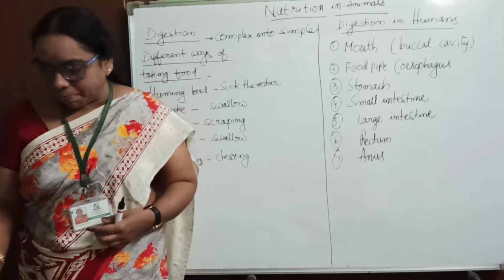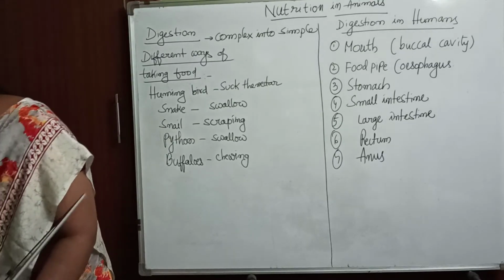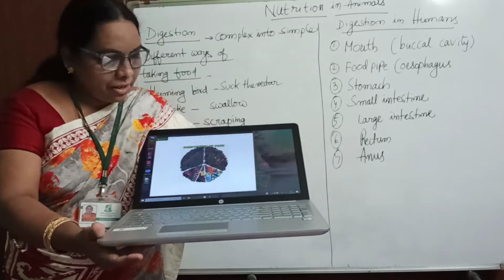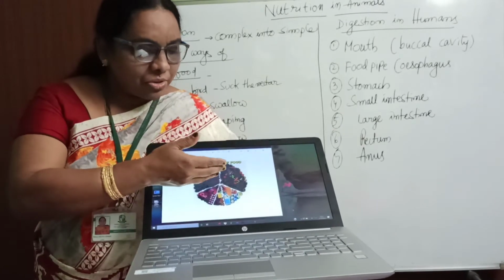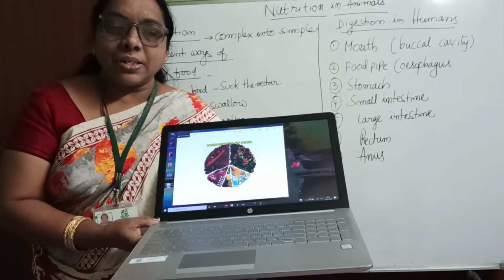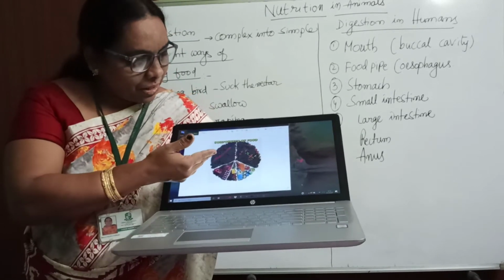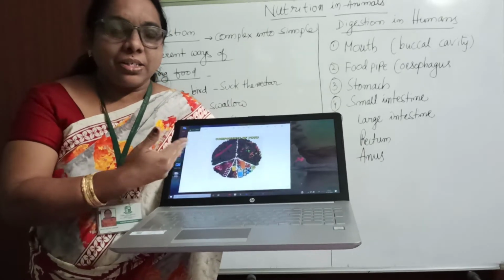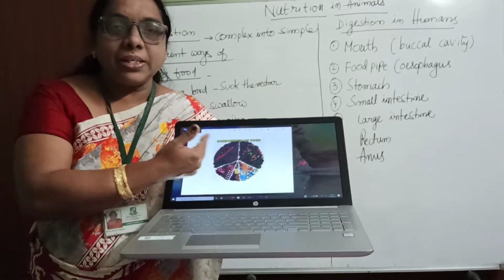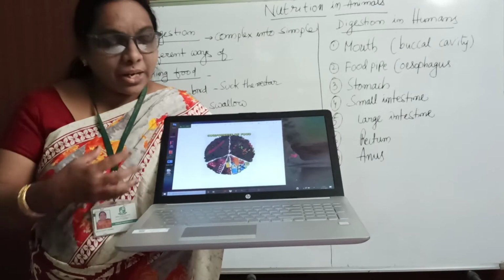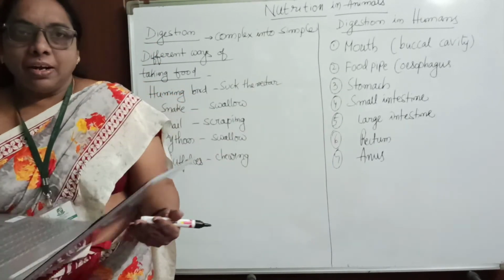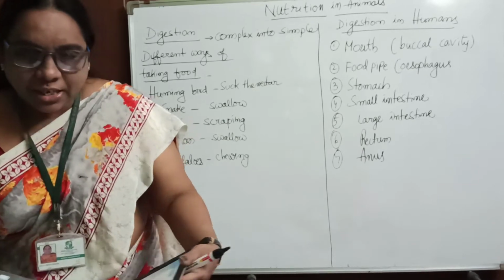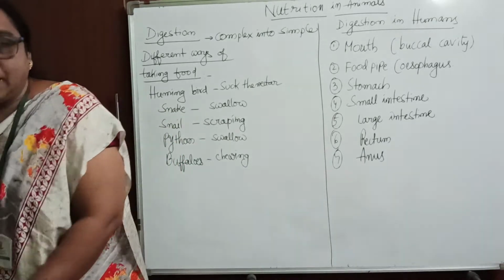Let me show one picture where all these food components are available. See the different forms of food we take: fruits, pulses, cereals, fish, meat, egg and so on. They are richly available with carbohydrates as well as protein and fat.